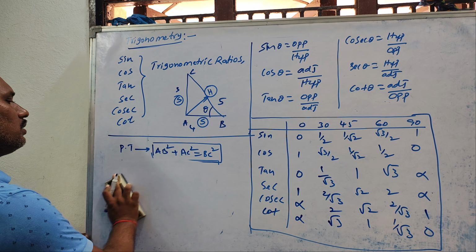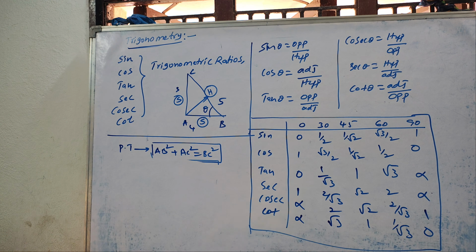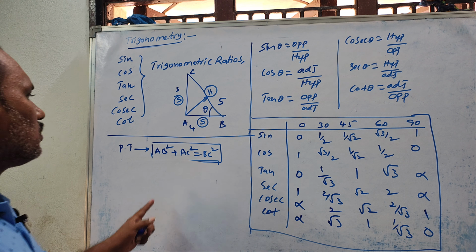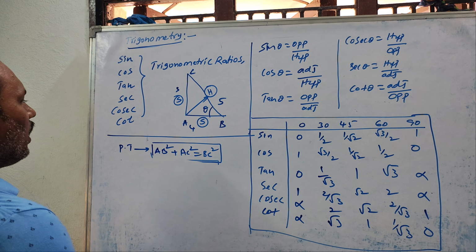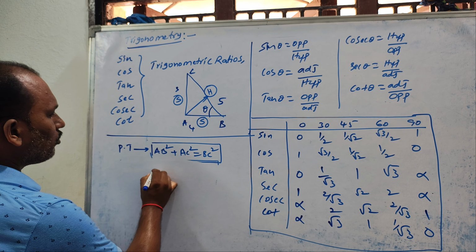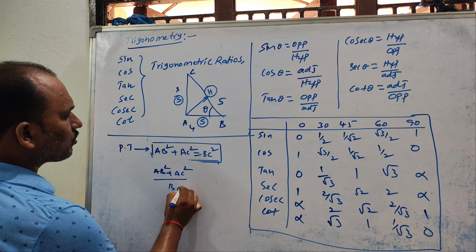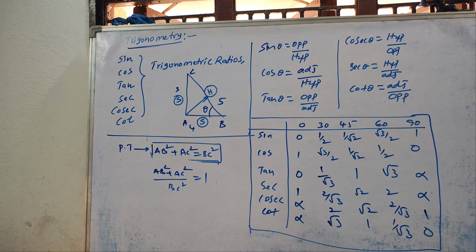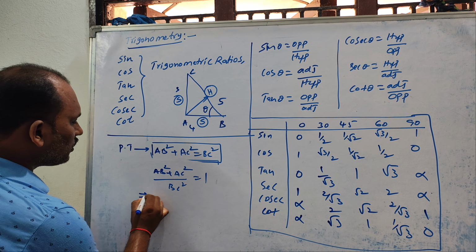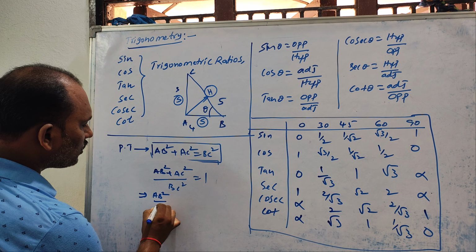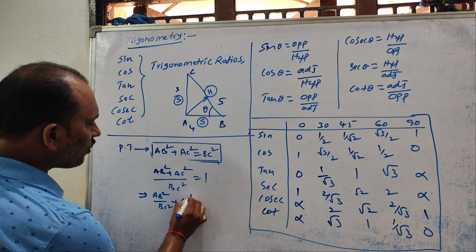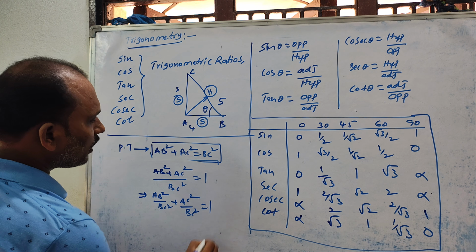So now let's see here. Pythagoras theorem: AB square plus AC square is equal to BC square. Bring BC square to this side: AB square plus AC square by BC square is equal to 1. So we have to divide this by BC square: AB square by BC square plus AC square by BC square. So what do you get? 1.